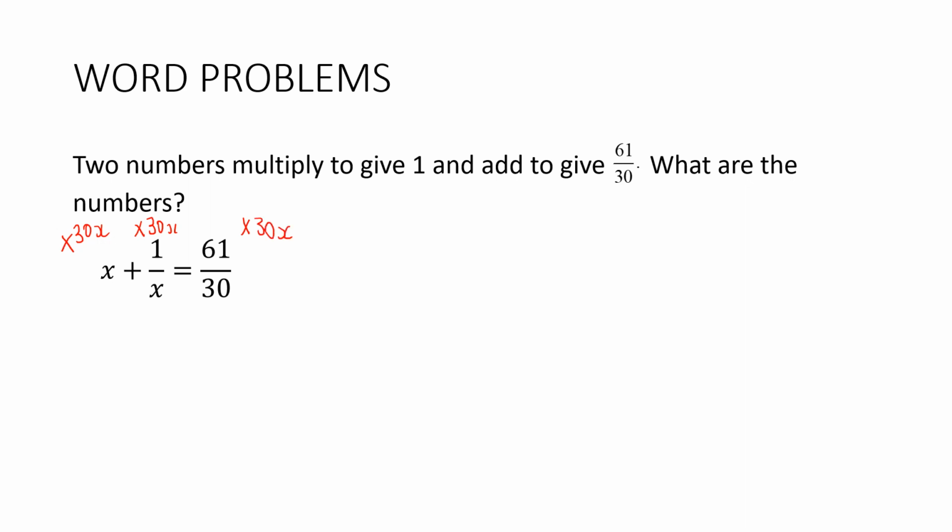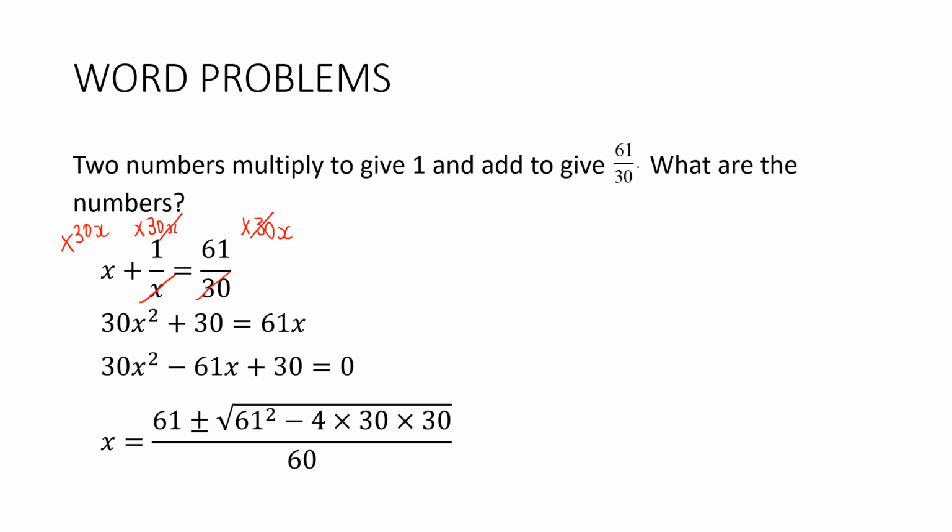All right, what cancels? Nothing there. These x's cancel, and here the 30 cancels. So we end up with 30x times x, that's 30x squared, plus 30 is equal to 61x. Taking our 61x over, 30x squared minus 61x plus 30 is equal to 0. How awful. Now, assume that it can be factorized. It can, but it's pretty awful to factorize. So let's just use the quadratic formula and cut our losses.